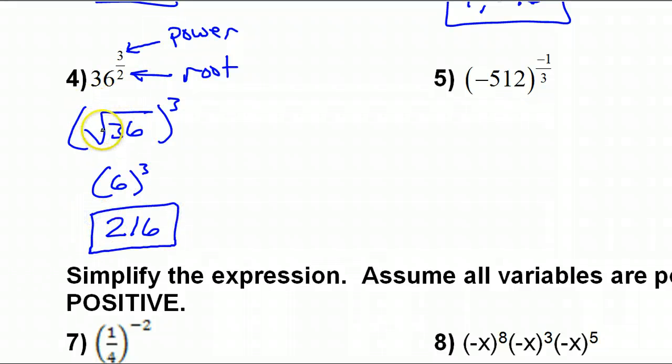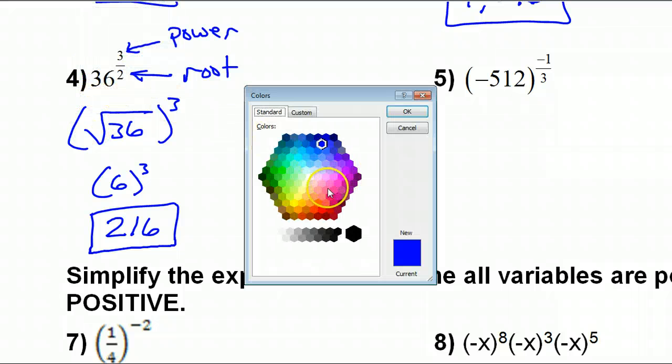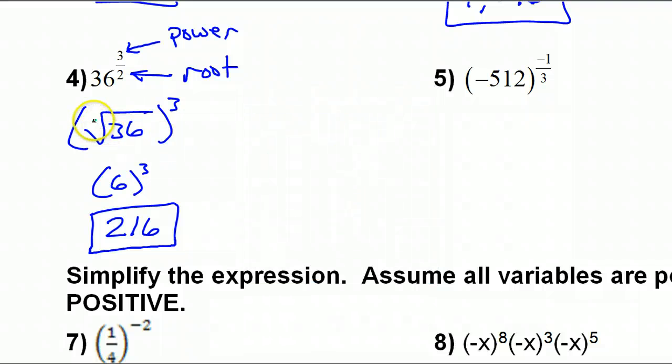Notice that for the second root, the 2 is understood. So you don't write the little 2 right here on the radical. It's understood to be 2, but keep that in mind. Alright, how about number 5?